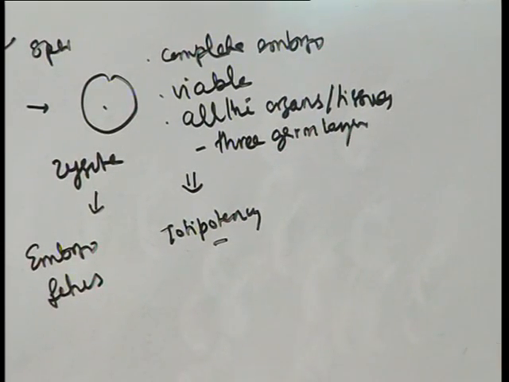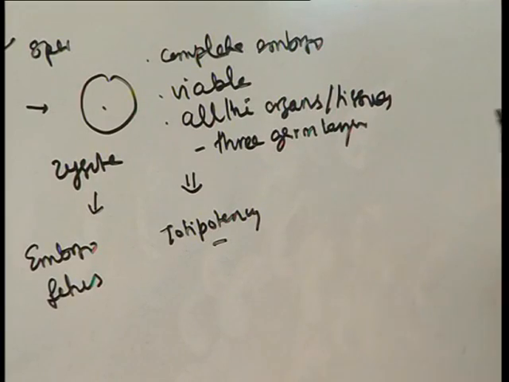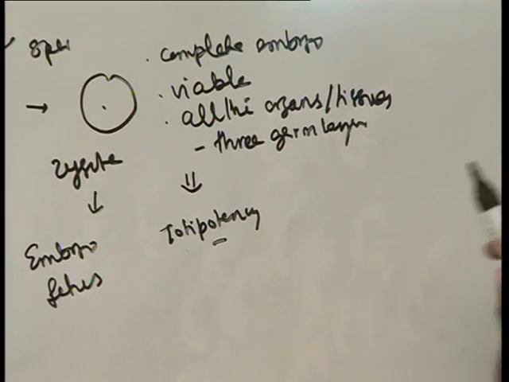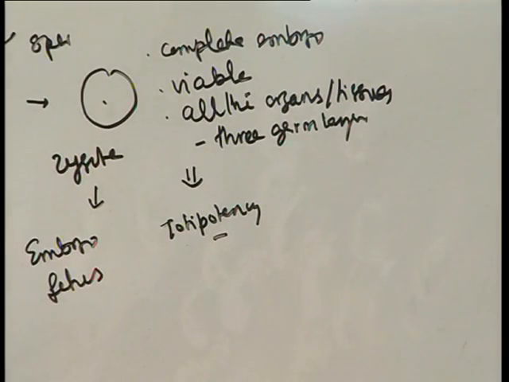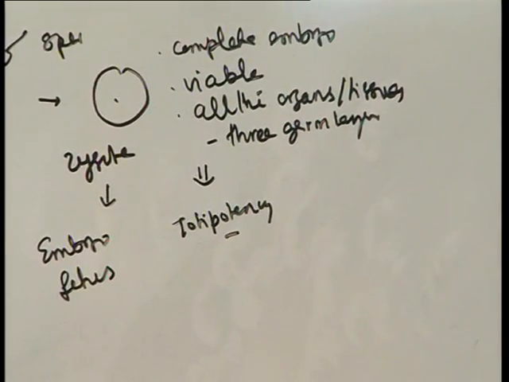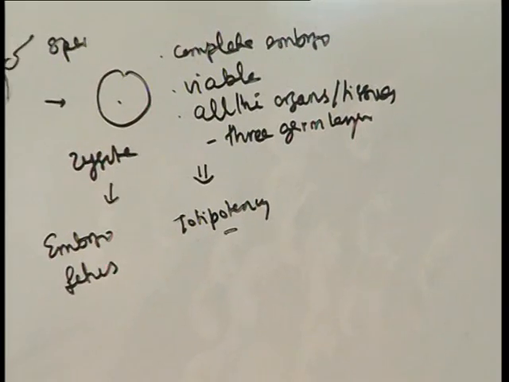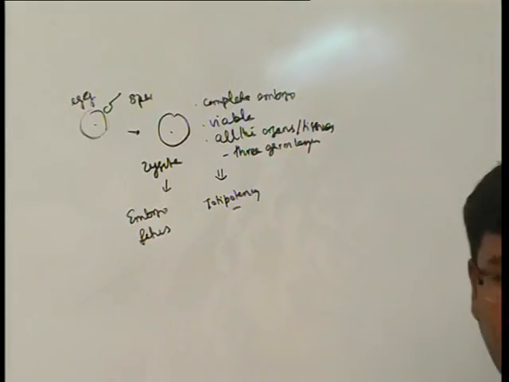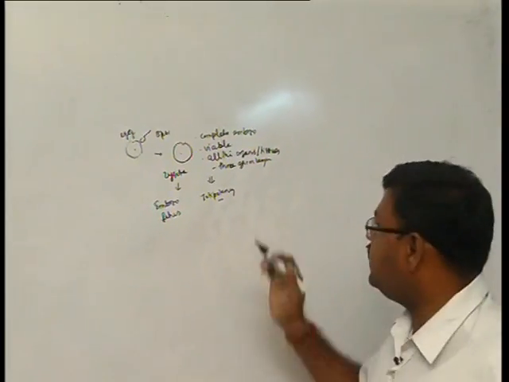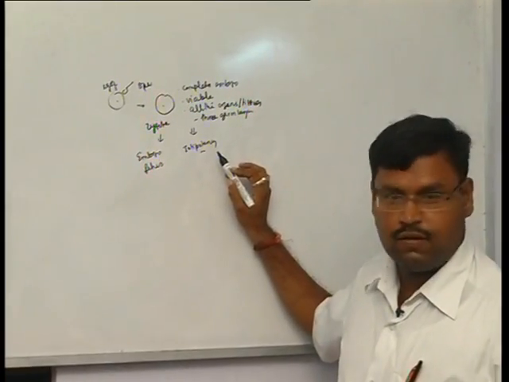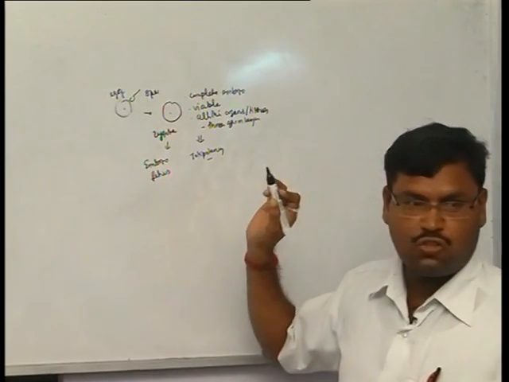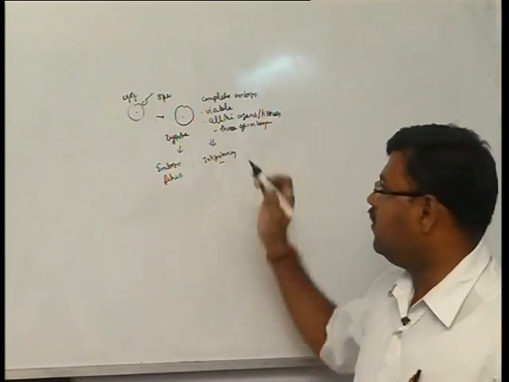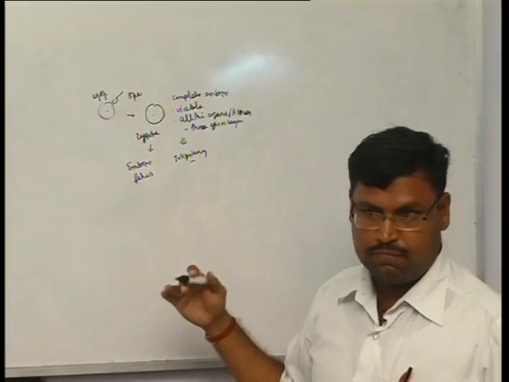What is totipotency? The ability to produce the cells, tissues and organs of all three germ layers, first point. Second, to form a viable complete embryo. If that definition is met, it is called totipotency. So a zygote is a totipotent cell, meaning it can give rise to anything.